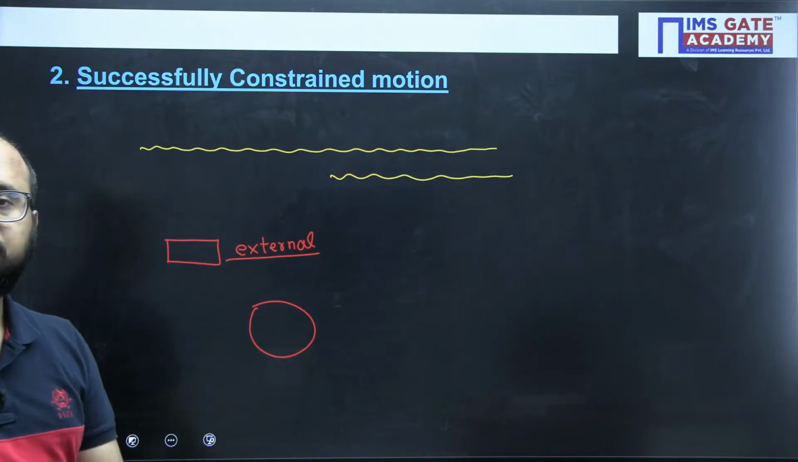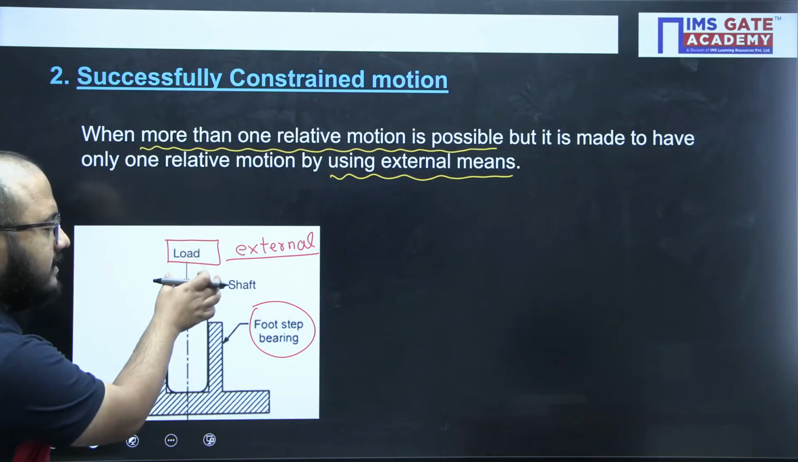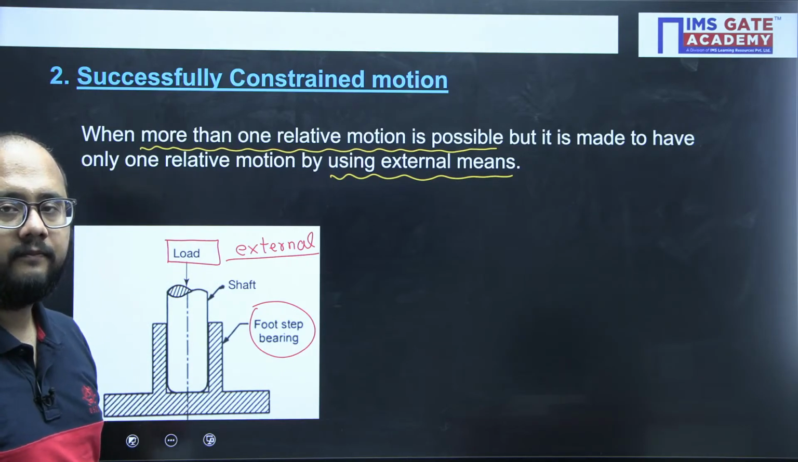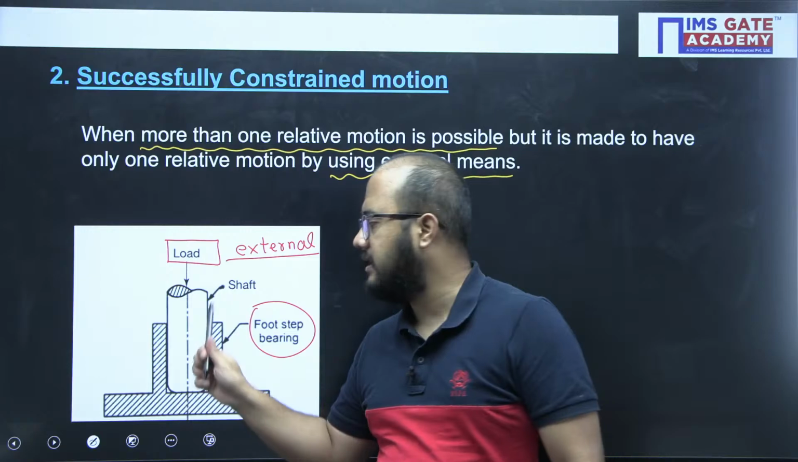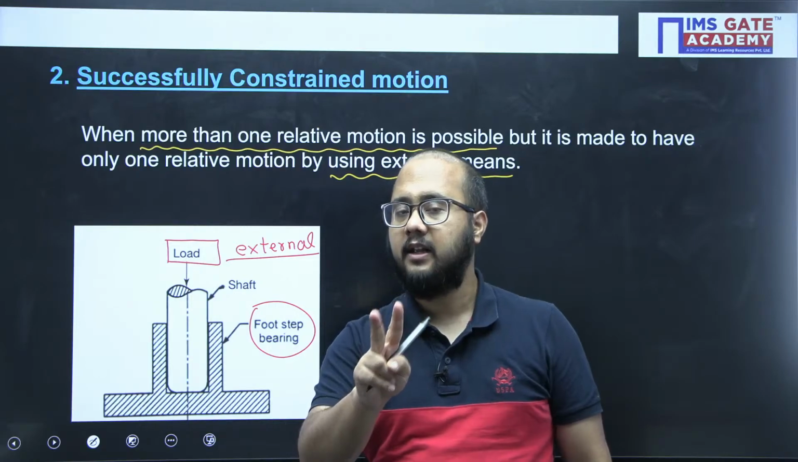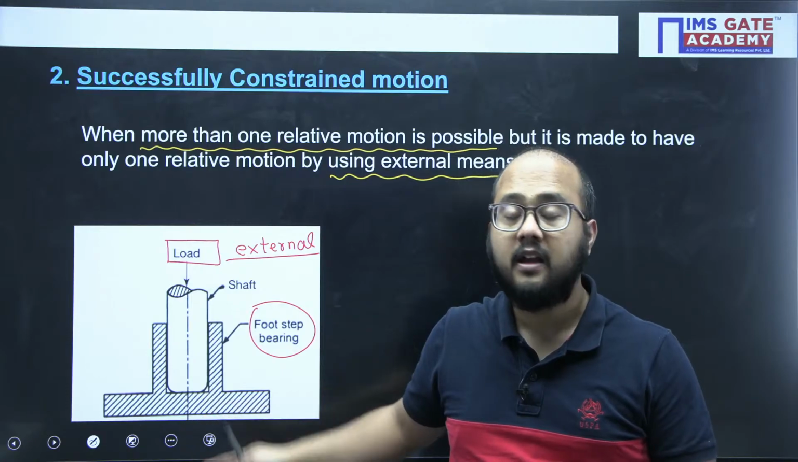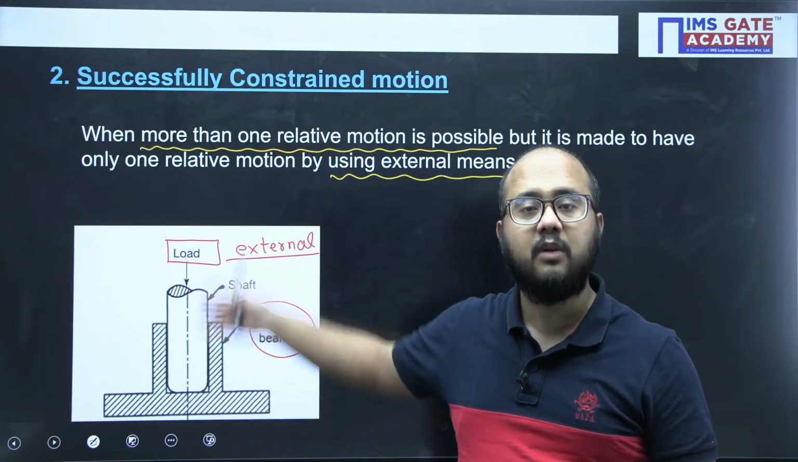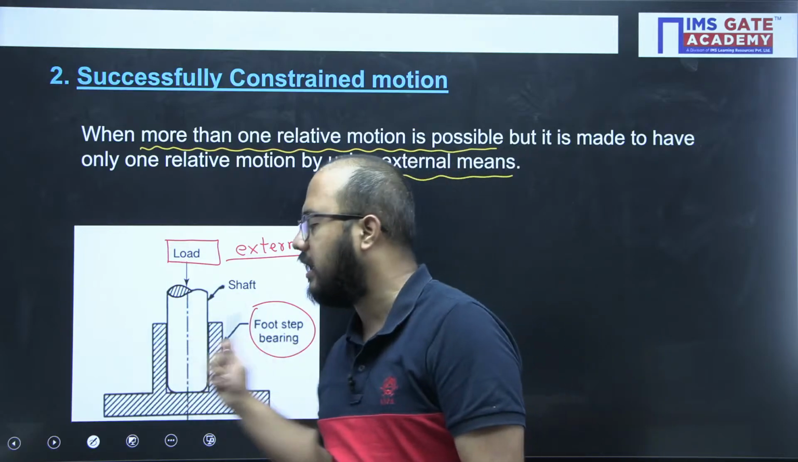Third, I've told you, second one, successfully constrained motion, right? Whenever there is an external means with which we can restrict any one motion. Basically, what is happening here? Suppose there is no load, what happens? This rod can rotate as well as reciprocate. Two motions are possible. But with external means, we have restricted the reciprocating motion of the rod, that is the load. And now only rotation is possible.